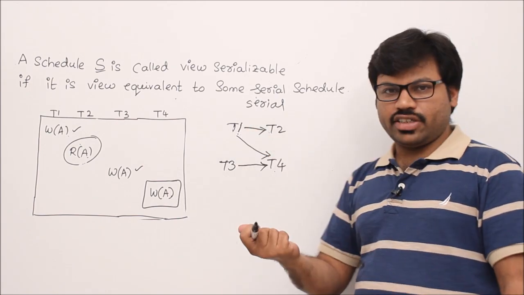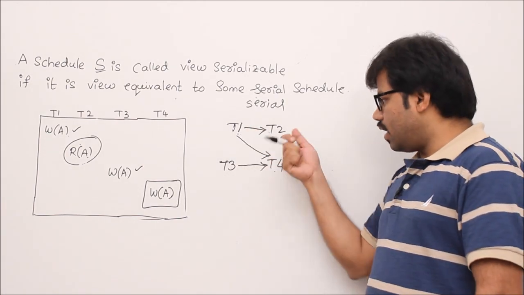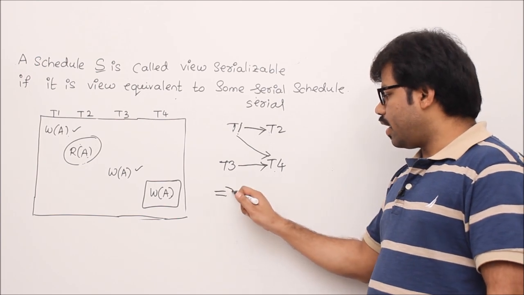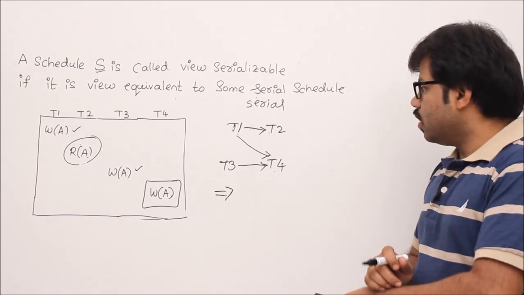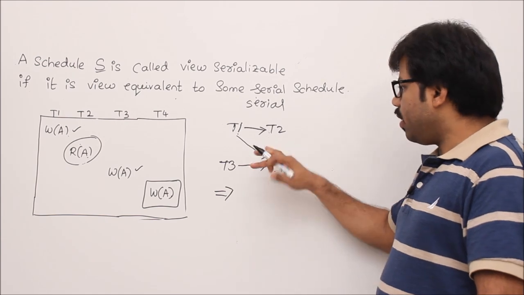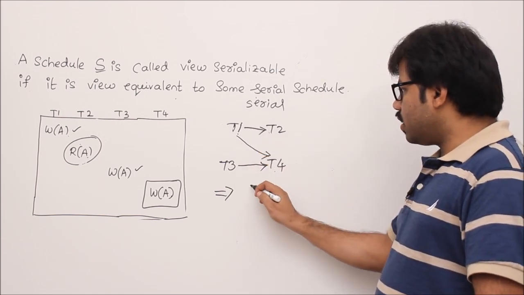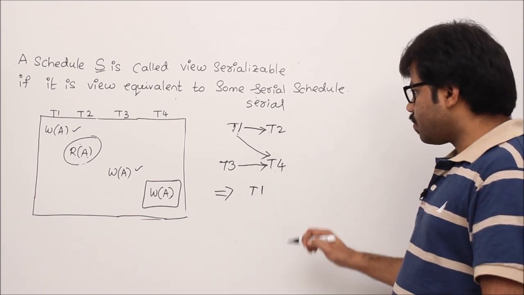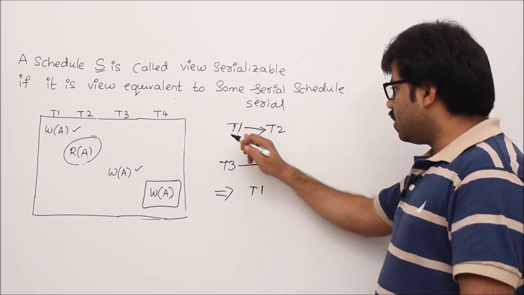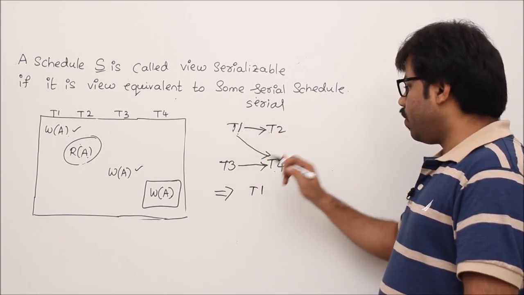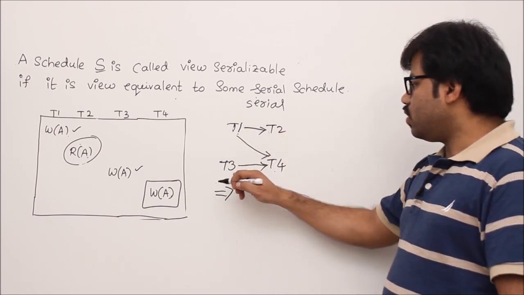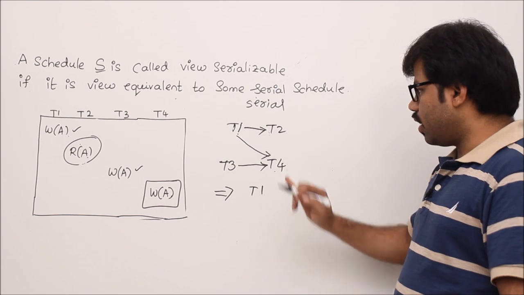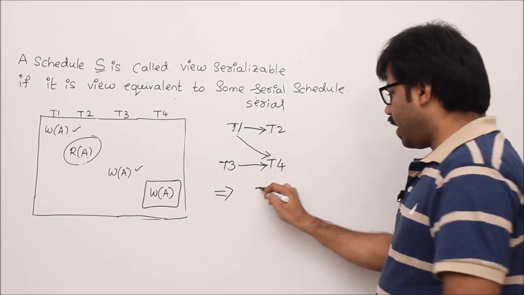So I got a few conditions, not all. Using these conditions, I can somehow sort it out. See, you tell me how many possible orders we can form. If I follow these conditions, one is T1. Definitely, T1 should be before T2 and T4, correct? T3 also should be before T4, correct? So for that, one possibility I write randomly.